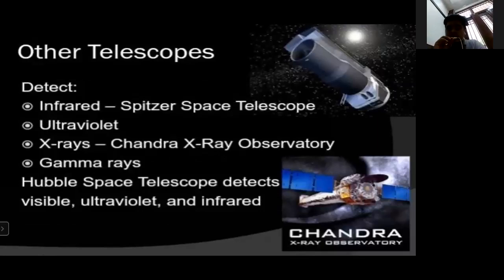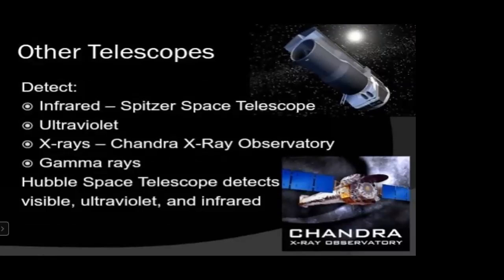Now the other telescopes will be explained by Ayan Sharma. Other telescopes: infrared, Spitzer Space Telescope; ultraviolet and X-rays, Chandra X-ray Observatory; gamma rays; Hubble Space Telescope detects visible, ultraviolet and infrared. Next.